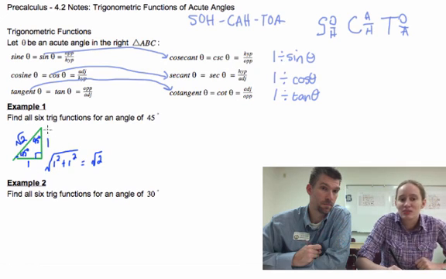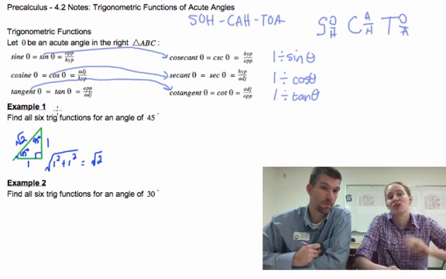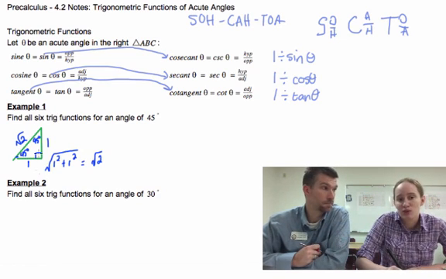And so you need to now commit this to memory if you haven't already, because you talked about it in geometry. Yeah. That the sides of a 45, 45, 90 are 1, 1, square root of 2. Right. It'll make your life a lot easier every single time.